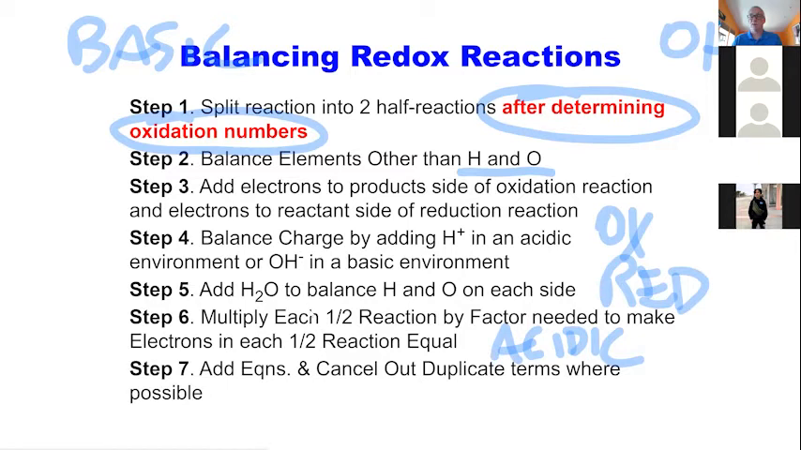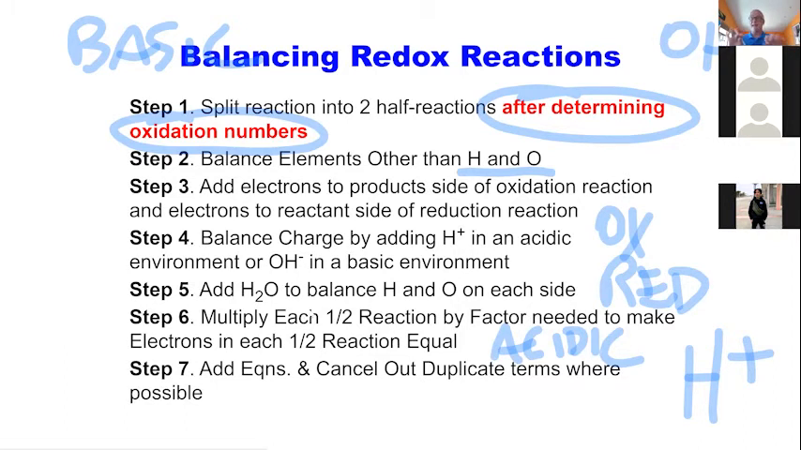You're close. It's charged, remember. Hydrogen ion? Mm-hmm. H plus. In an acidic environment, you have an excess of H plus. So we use H plus to balance the charge.